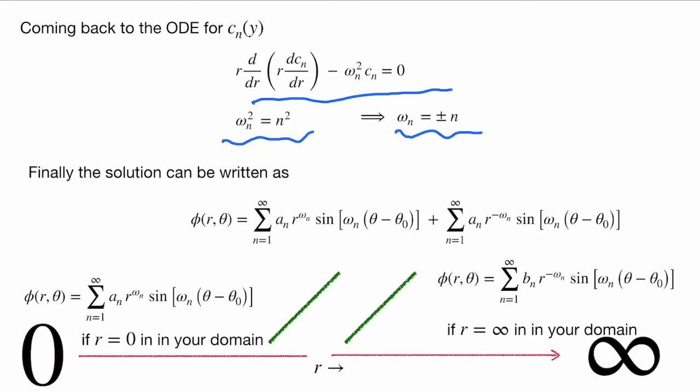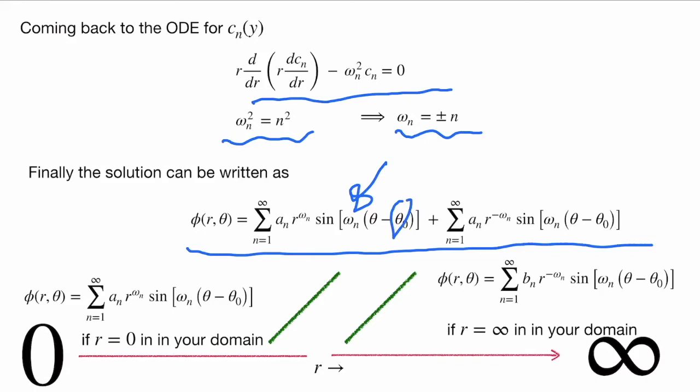So finally, the complete solution for the potential phi can be given as a combination of all these functions. One is a sine and cos, another is r to the power plus omega n and r to the power minus omega n. So we have phi of r, theta is equal to sum n going from 1 to infinity a_n r to the power omega n sine (omega n theta minus theta naught). This includes both sine and cos. Note that we have already shown that because of this phase, we have incorporated both sine and cos solutions.